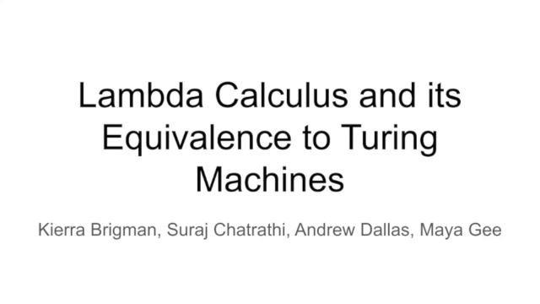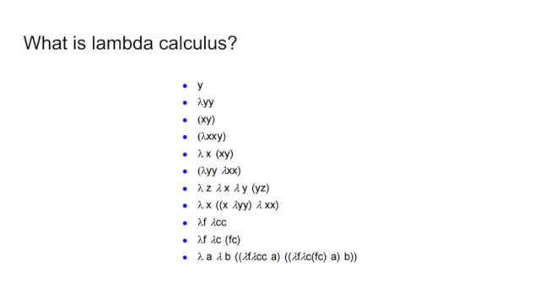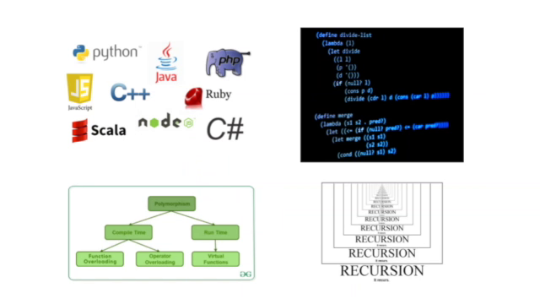Today, we will be presenting on lambda calculus and its equivalence to the Turing machine. Lambda calculus is a mathematical notation which allows you to apply function operations to a particular set of parameters to receive an output. The principles underlying lambda calculus are instrumental to theoretical computer science in that they provide the conceptual basis for the modern programming language as well as other important concepts like functional programming, polymorphism, and recursion.